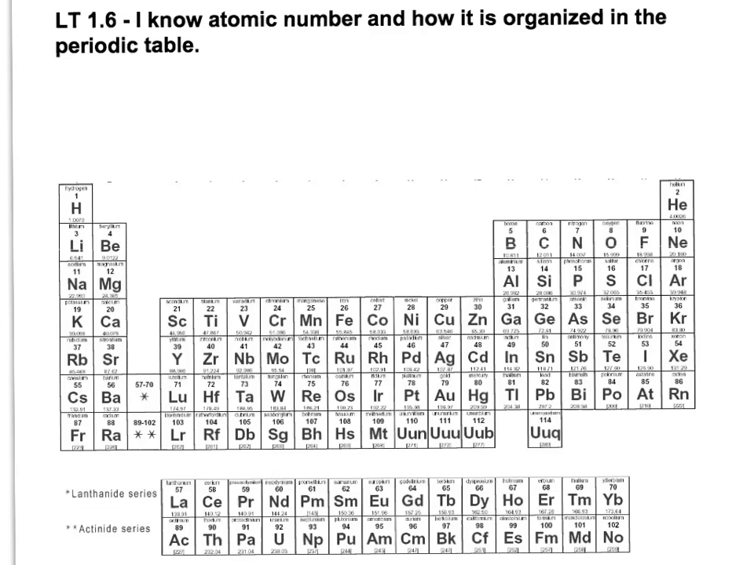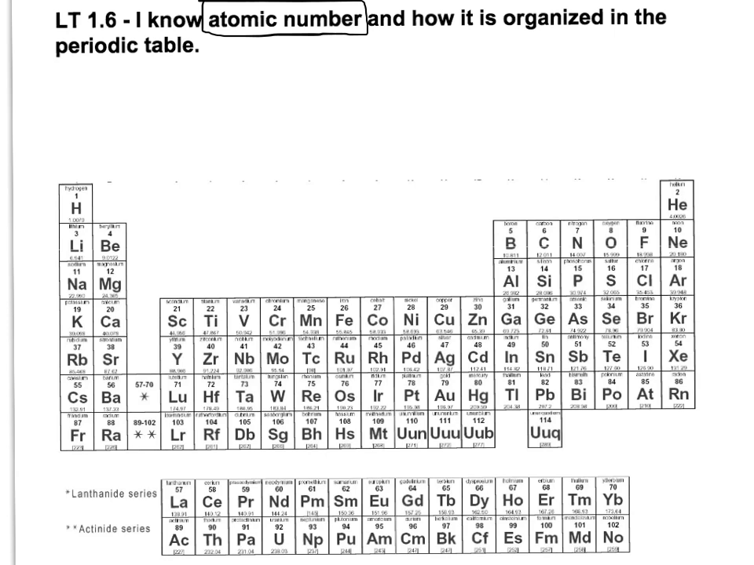Learning target 1.6. I know atomic number and how it is organized in the periodic table. So I hope you can see this periodic table. If not, get out one of your own. But the periodic table has a lot of information buried inside of it. And if you know how to read it, you can be very, very good at chemistry because it has a lot of stuff in there that can be useful. Probably the most useful thing is atomic number.